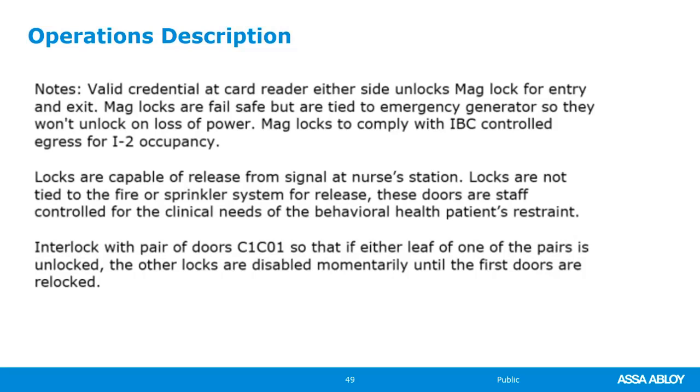Interlock pair of doors C1, C01, so that if either leaf of one of the pairs is unlocked, the other locks are disabled momentarily until the first doors are relocked. That's what I was talking about at the beginning. So if you've got two pairs, and one door is open on either pair, it shunts the card reader on the other pair. It won't let the other door unlock until that door is closed and locked.